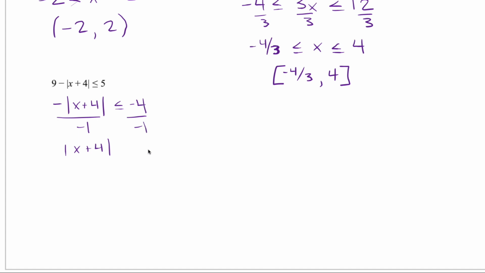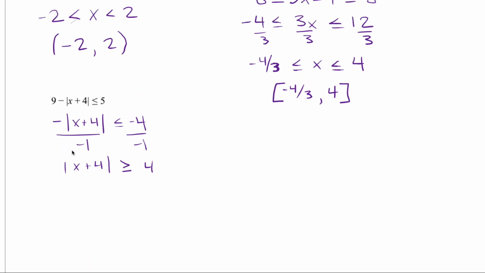Negative 4 divided by negative 1 is positive 4. And remember, when we divide inequalities by a negative on both sides, that will flip. It becomes greater than or equal to instead of less than or equal to. And now we have a greater than inequality. So it's not sandwiched between two values like the less than.